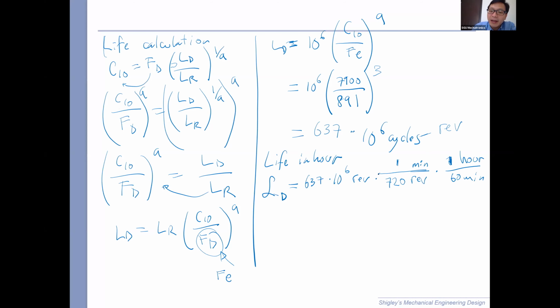I need the RPM, but RPM is revolution per minute, right? But here, if I multiply by RPM, I get revolution squared. So I want minutes. I put the revolution upside down. Therefore, my revolution cancels. So now, revolution cancels, I get minutes. I'm not done. I want hours. So, do I multiply or do I divide?